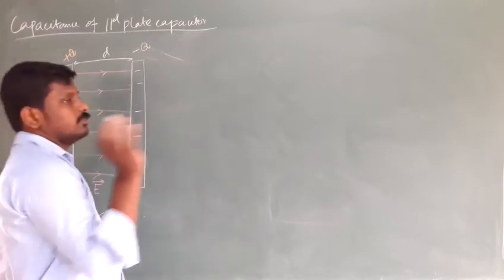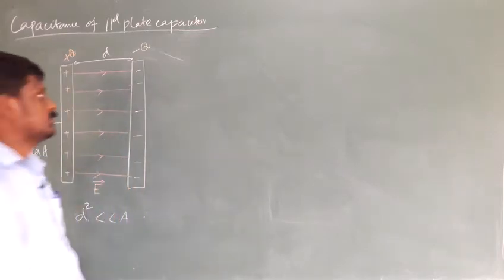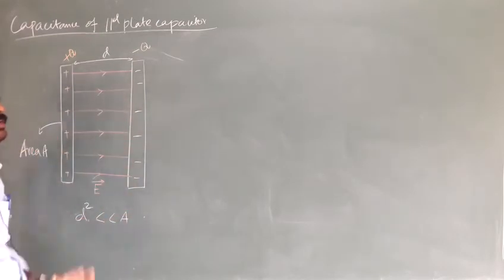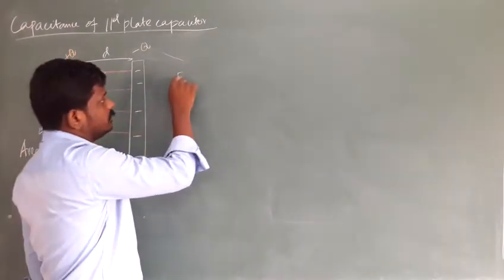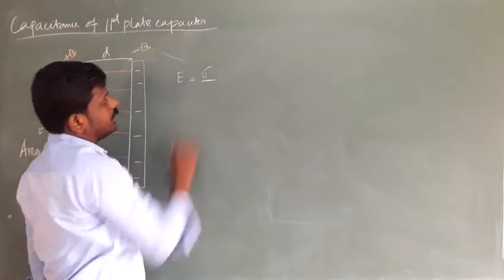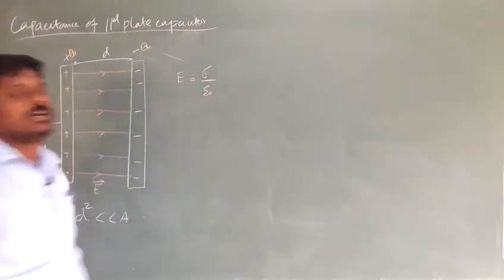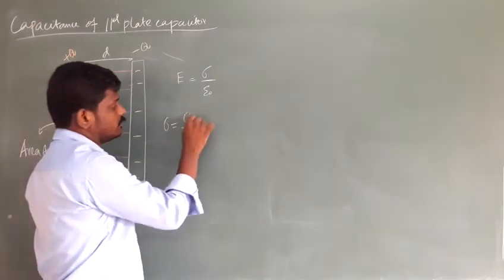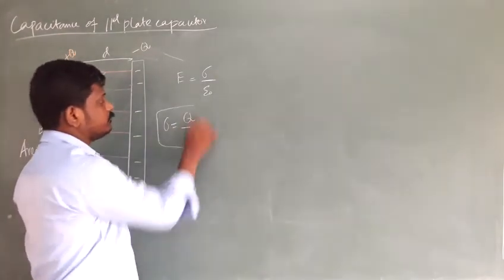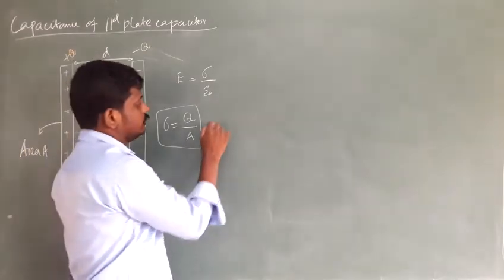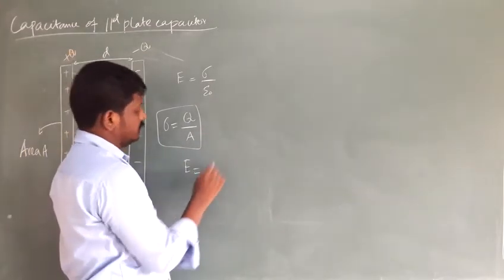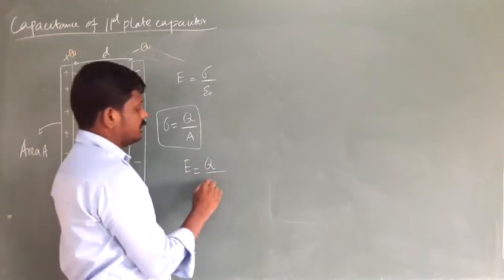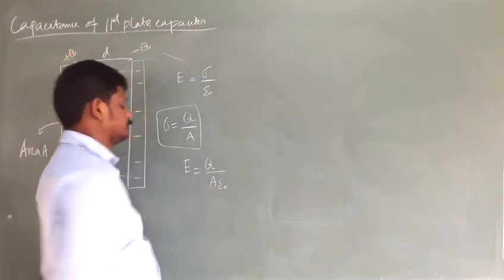Already we know from the Gauss law application, the electric field due to the parallel infinite charge plate, E is equal to sigma by epsilon naught. Sigma is the surface charge density, which is charge per unit area. So if we substitute, E is equal to, instead of sigma, Q by A epsilon naught.